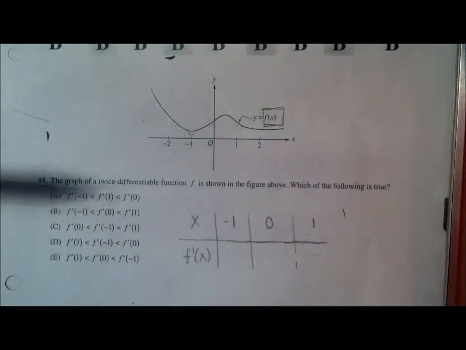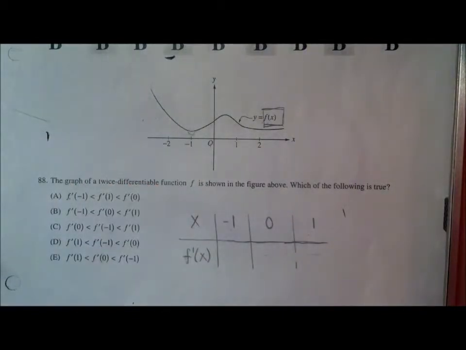So I've gone ahead and made us a chart right here, so we can write down the f primes, or the slopes, that correlate with each x value. So let's go ahead and take a look at each slope.